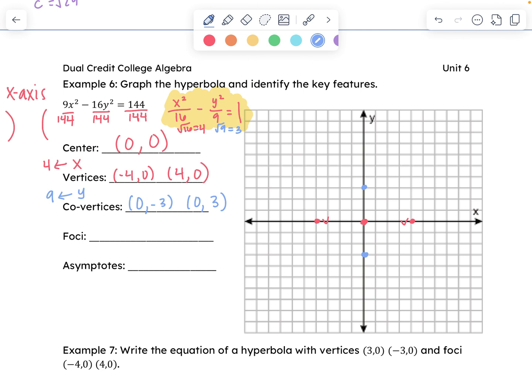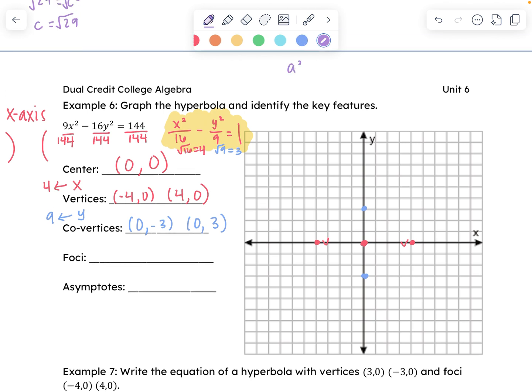And the foci is the Pythagorean theorem. So a squared plus b squared equals c squared. So 16 plus 9 equals c squared. 16 plus 9 is 25. And so this time, when we actually do take the square root, c is a nice pretty whole number, 5. So we are parallel with the x-axis, so that 5 is going to be added or subtracted from my x. So (-5, 0) and (5, 0).